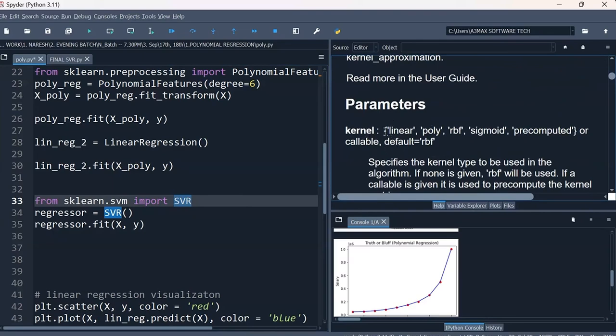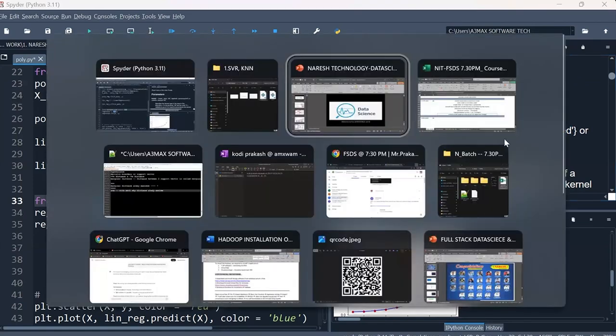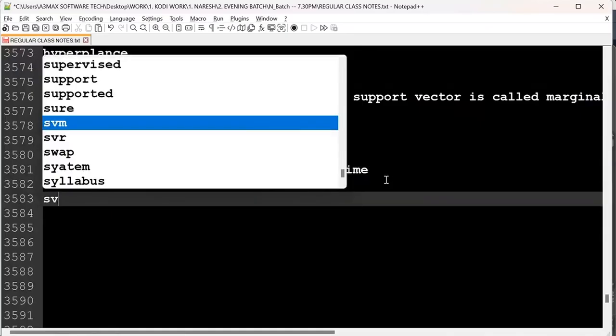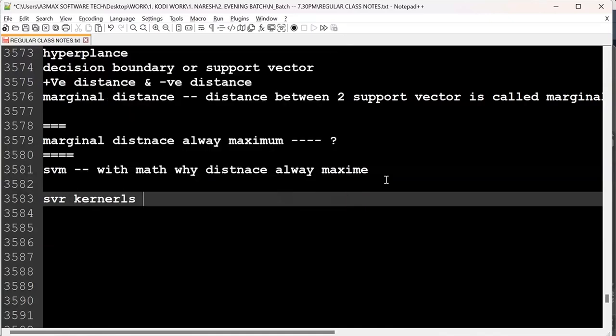In kernel, how many kernels does SVR provide us? Linear, poly, RBF, sigmoid, pre-computed. So for SVR or SVM, by default it provides RBF, and overall we have 5 kernel functions. Understand? Let me write down the SVR kernels.